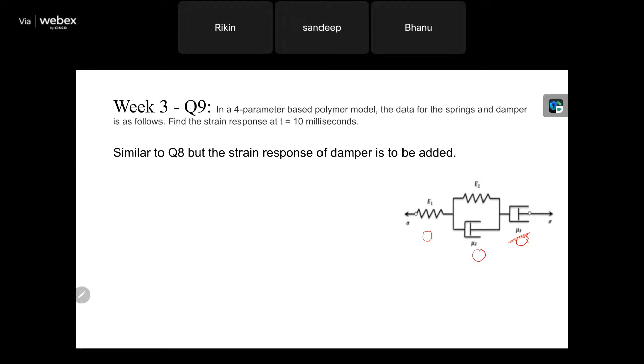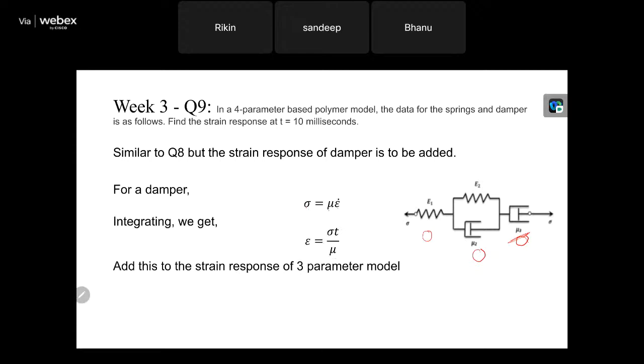Now this is similar to question 8, but the strain response of the damper is added. For a damper, we know that the normal stress is equal to the viscosity times the strain rate. To find the strain, we have to integrate this equation. By integrating, we find that the strain response of a damper will be equal to sigma t by mu.